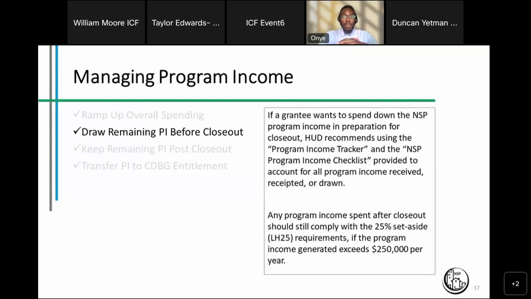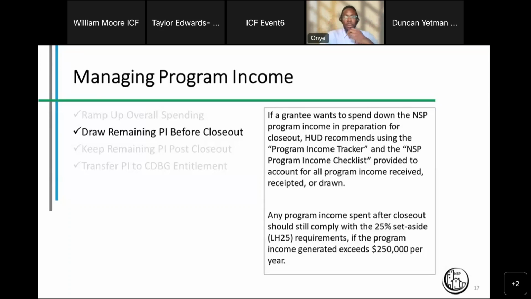And then, as we mentioned in that table that I pulled from the 2014 closeout guide, any program income spent after closeout should still comply with the 25% set aside requirement if that program income exceeds the $250,000 per year. So if you are running into that case and you're about to close out, just be mindful of that as you're thinking about, can we actually spend this money before closeout? The 25% set aside may play a part in that.